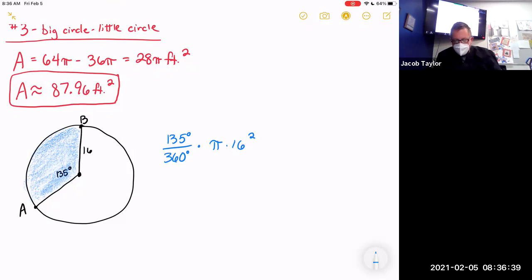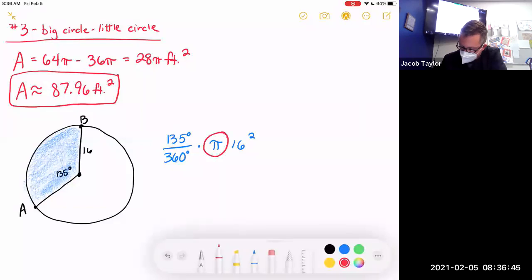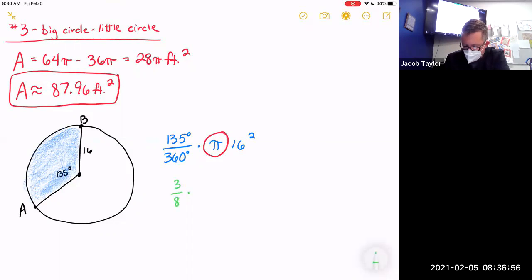If I wanted the exact answer, I would type this into the calculator with everything except for the pi. So 135/360 would be 3/8 times 16 squared, and 16 squared, of course, is 256. I got the answer 96. That'd be 32 times 3 is 96. Good. And then I'll just put the pi on there.